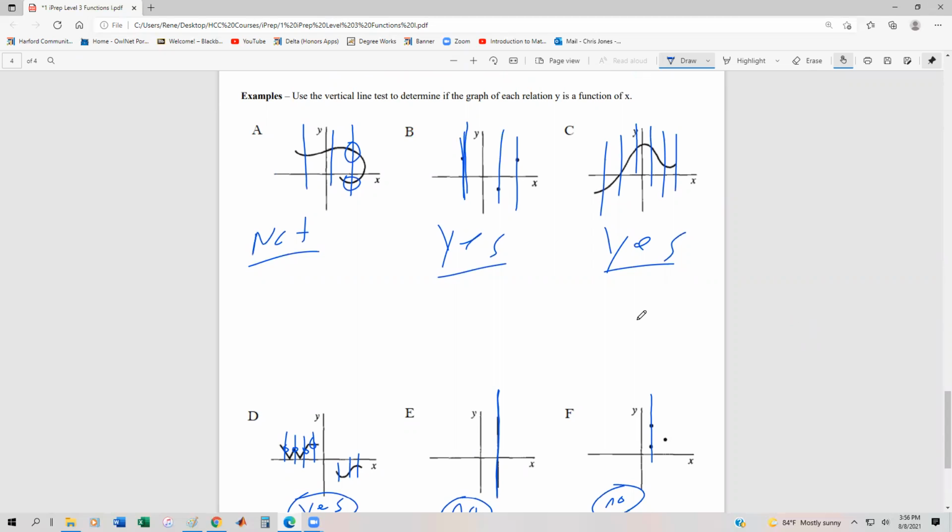And then in the next video, what we're going to do is we're going to start taking a little bit more of a gander at the intricacies of the graphs of functions.